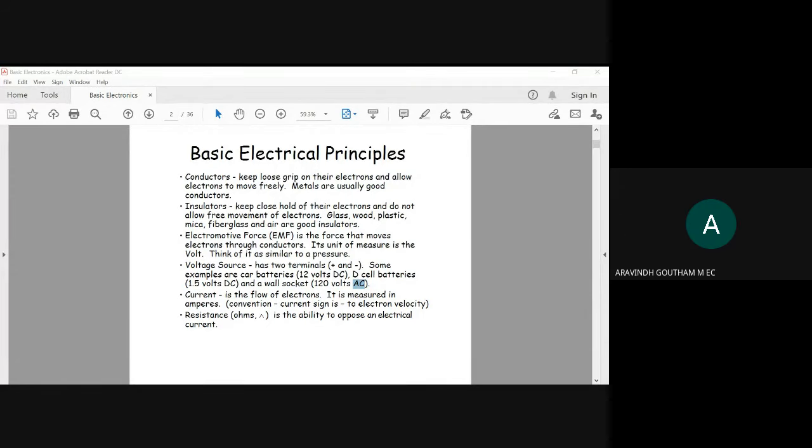50 cycles per second. Frequency. So 50 cycles per second. So your sine wave is going to oscillate in that fashion. And 230 volt is the amplitude of your sine wave. Is that clear? That is the example of your AC.